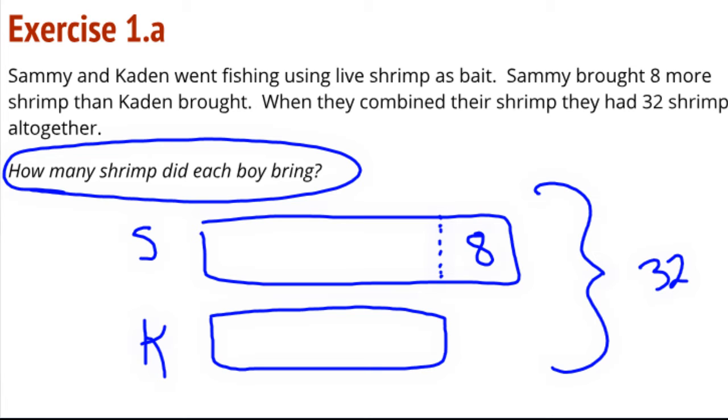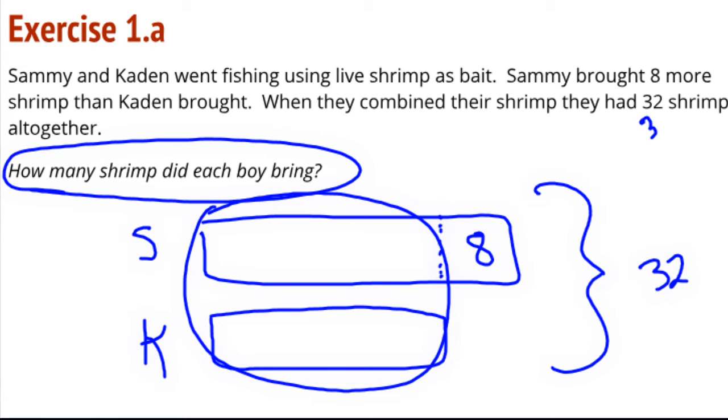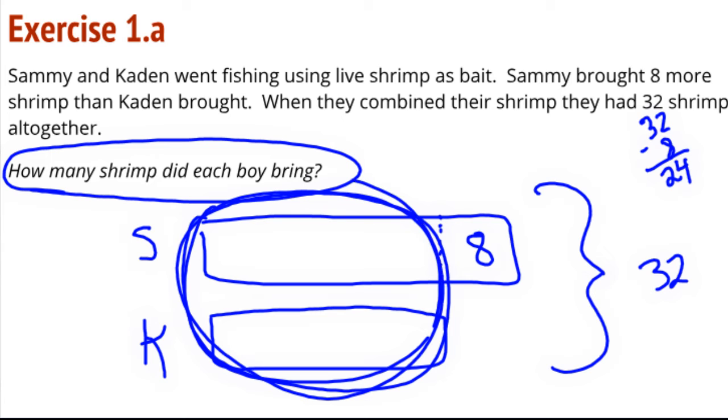So looking at my tape diagram, I can say, okay, they have a whole bunch that is the same. Now, if we take 32 and we take away the difference, we're left with 24. These 2 pieces here are the 24 shrimp. And these pieces are the same size, which means that each one of these pieces is worth 12. So Caden brought 12, and Sammy brought 12, but Sammy then also brought 8 more.